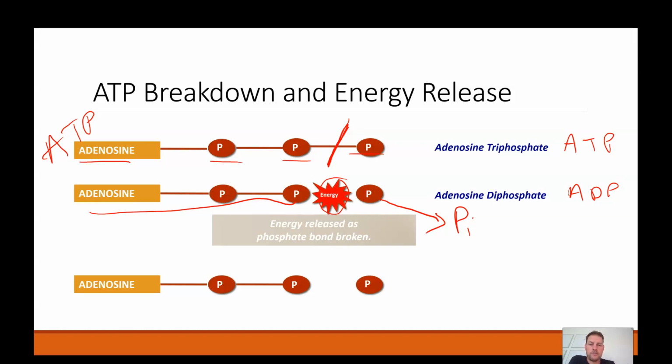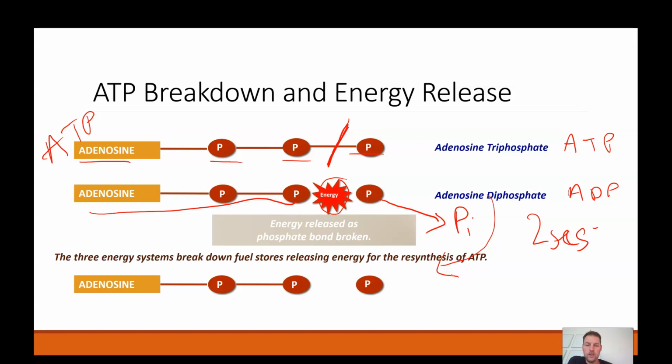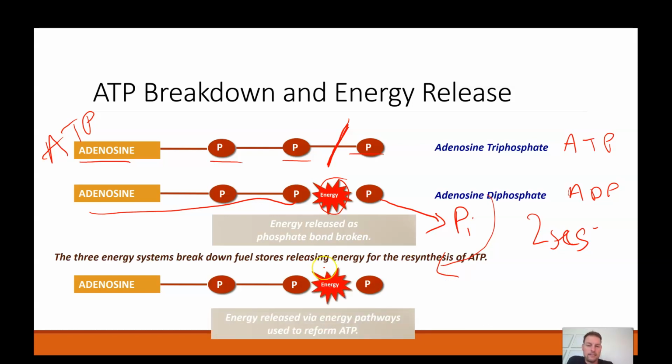We've released energy for contraction, but because we only have the 2 seconds worth, we want to take this ADP and Pi in the middle and make it go back into ATP down here. That's again where the role of our energy systems comes in. Our energy systems can break down chemical and food fuels to put this ADP back together with Pi. So again, we've got ATP.